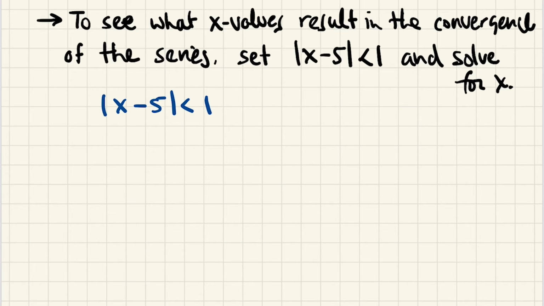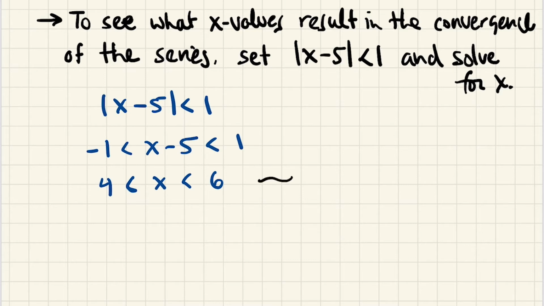Well, this part's always going to play out the same way. We have an absolute value of stuff being less than 1. So that means we can just write -1 is less than the stuff is less than 1 and isolate x in the middle. So of course we'll do that by adding 5 to all three parts here. So -1 plus 5 is 4. Then we get x in the middle. 1 plus 5 is 6. So preliminarily, our interval of convergence is the interval from 4 to 6.